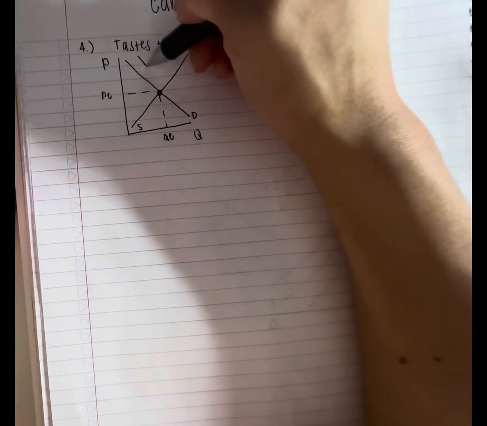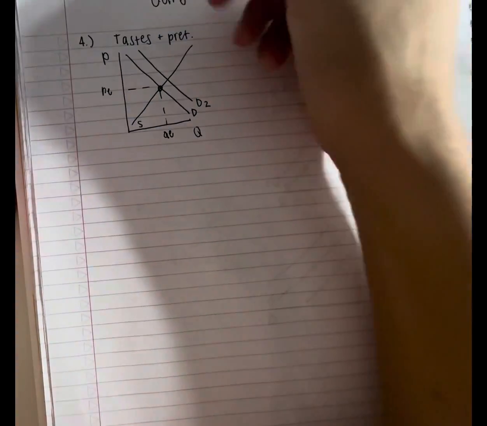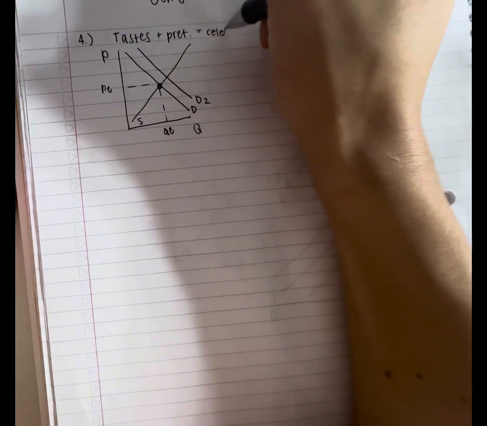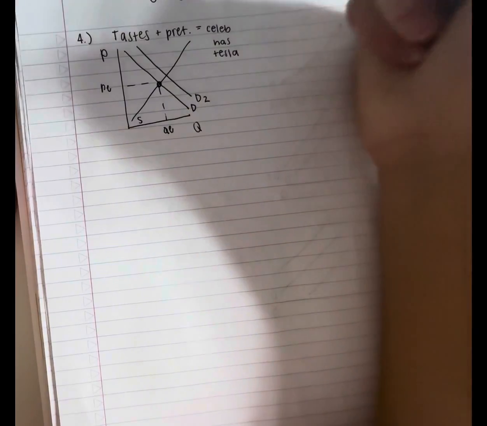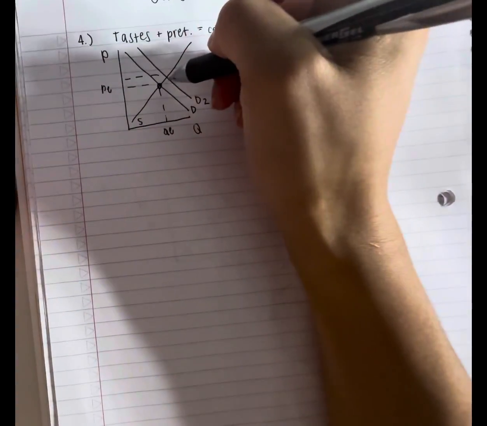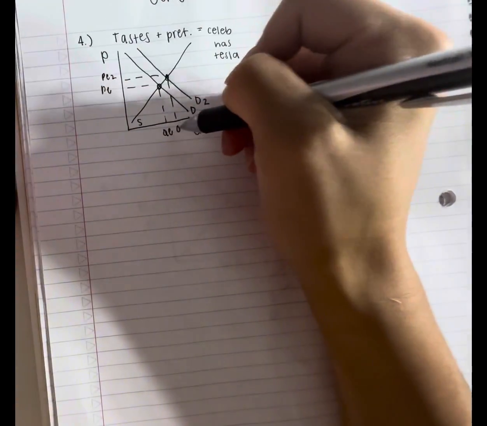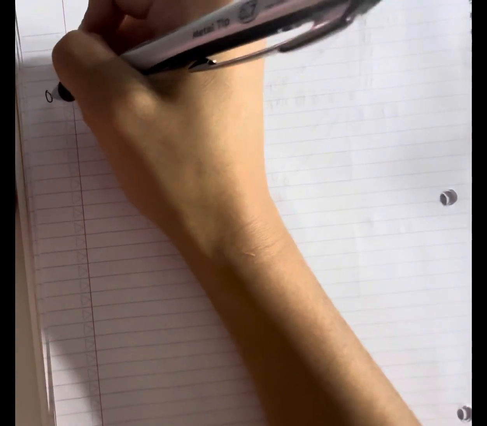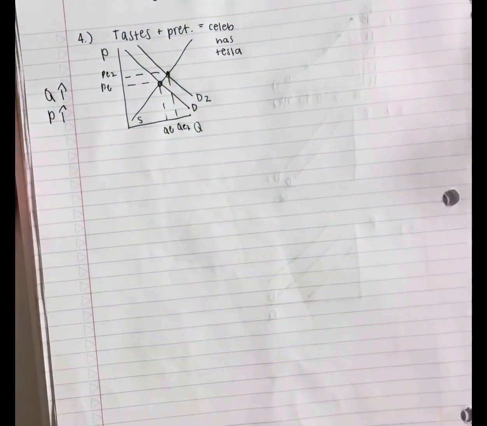So the demand will increase there because a celeb has a Tesla. So the demand will increase. So this is the new equilibrium. So Q goes up and P goes up.